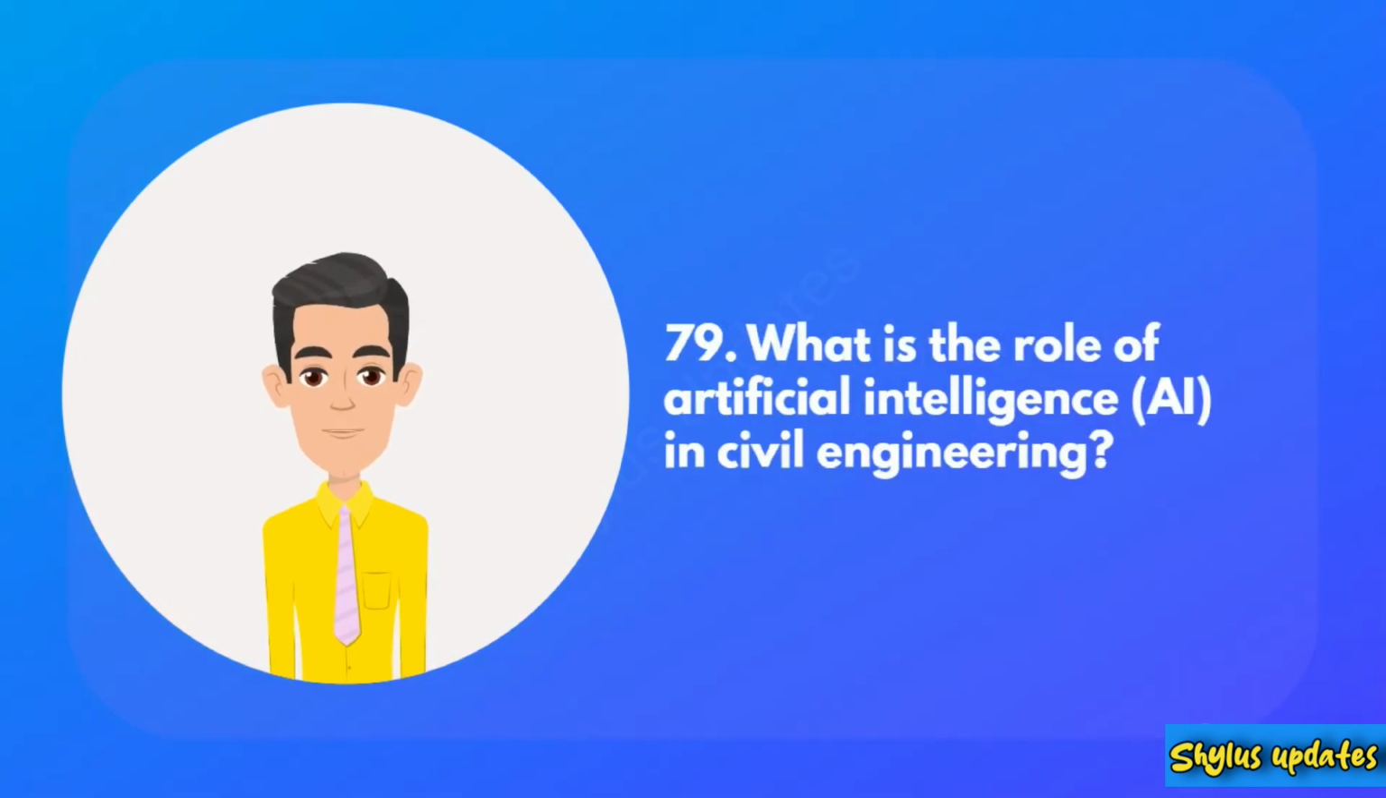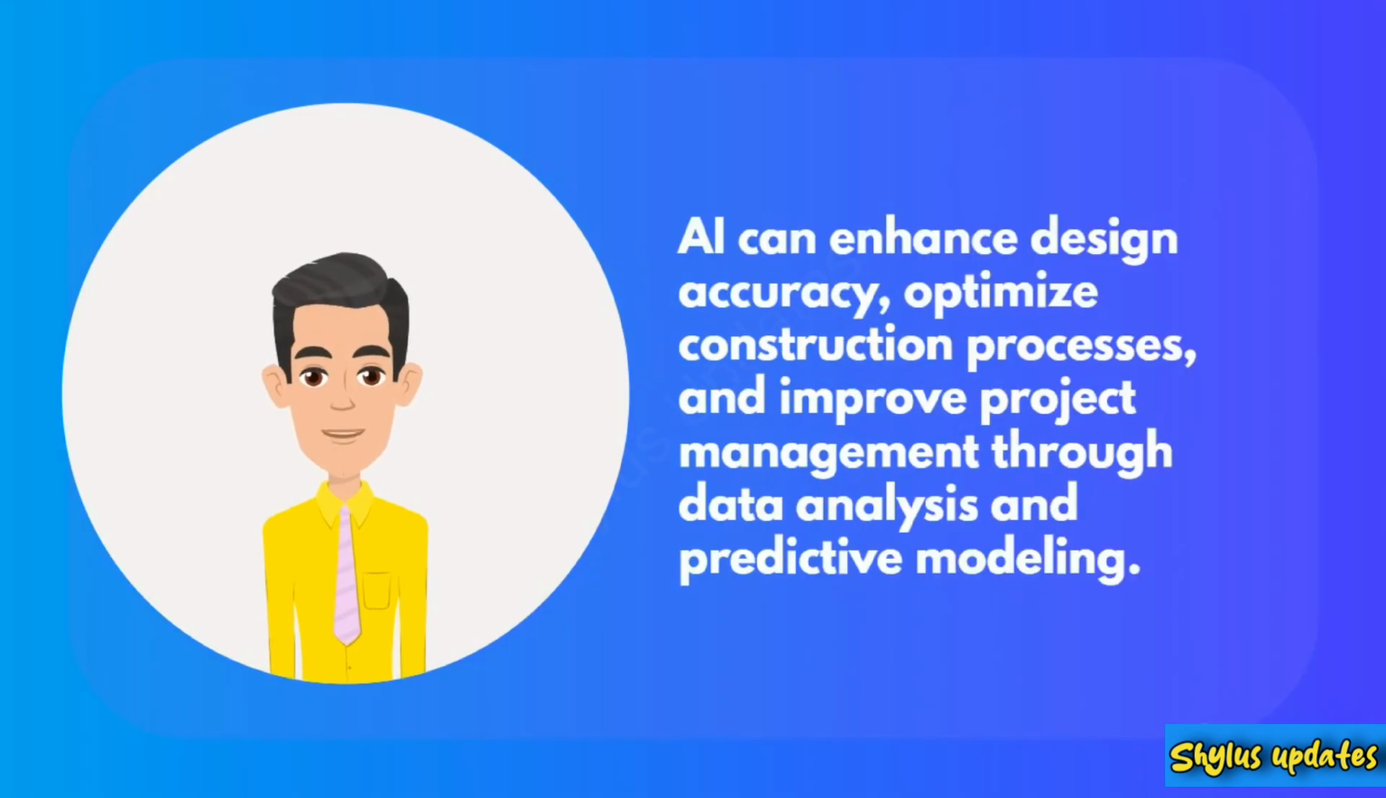79. What is the role of artificial intelligence, AI, in civil engineering? AI can enhance design accuracy, optimize construction processes, and improve project management through data analysis and predictive modeling.